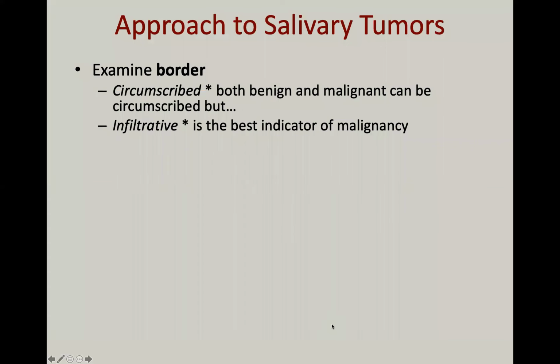All right, so what is my approach overall to salivary tumors with that chart in mind? So I always want to examine the outer border. Is it circumscribed? Both benign and low-grade malignant can be circumscribed. But obviously an infiltrative growth pattern is the best indicator of malignancy. So in fact, the low power appearance of a salivary tumor is very important because a benign tumor really should not be infiltrative. I examine the number of cell types, as I said, generally one or two.